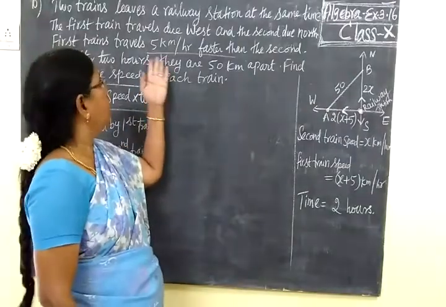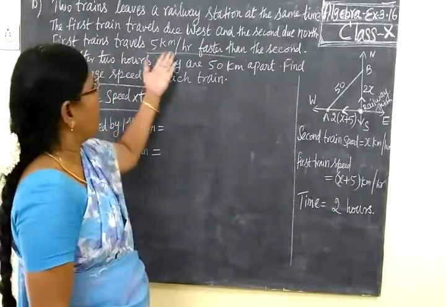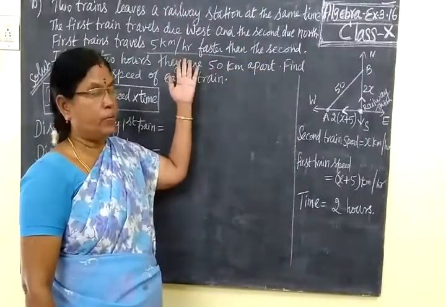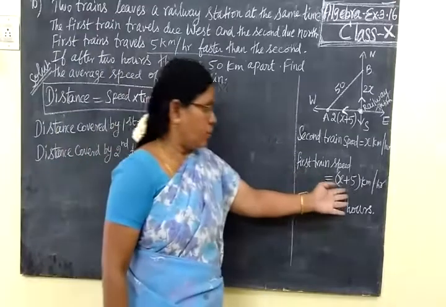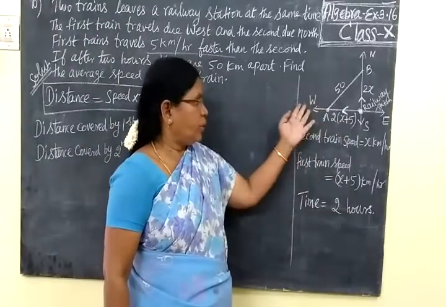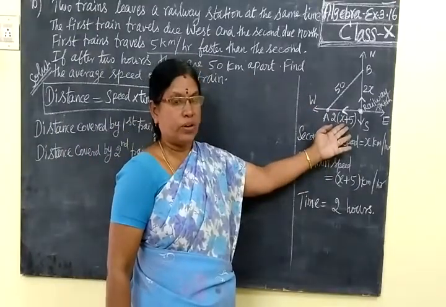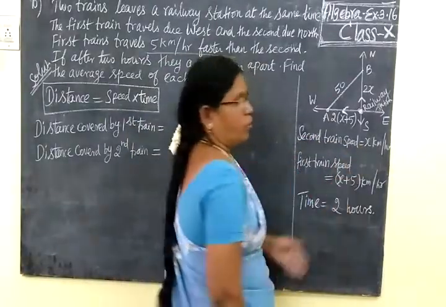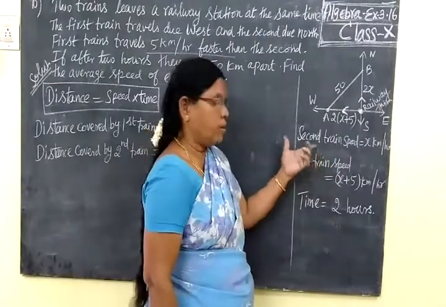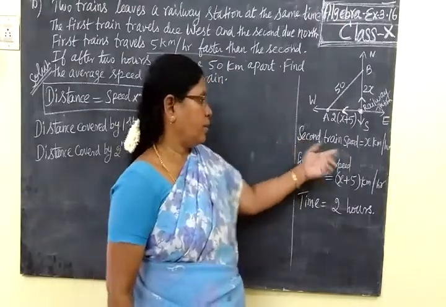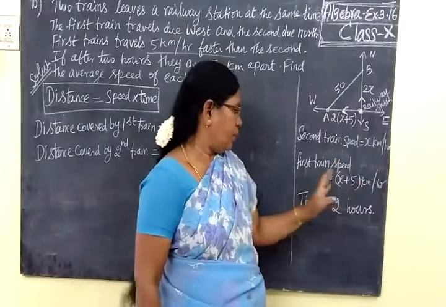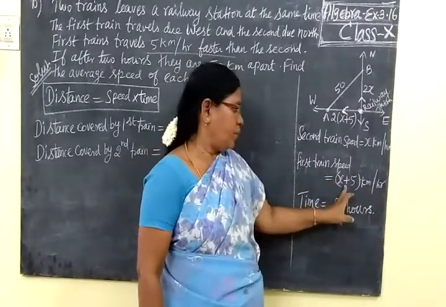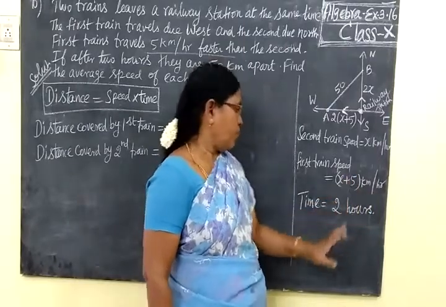The first train travels 5 km faster than the second train. Let the speed of the second train be x kilometer per hour. Now the first train's speed is x plus 5.